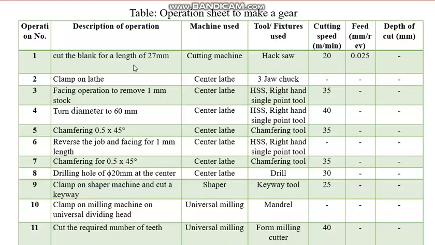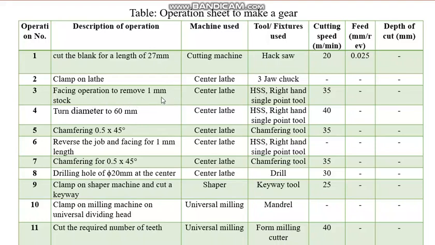Now the second thing is, once this blank is cut, you have to clamp it on the lathe. Which machine are you going to use? Lathe machine, center lathe, and three-jaw chuck. That is the work holding device that you will use, the three-jaw chuck. Then the third is the facing operation. You have to remove 1 mm, 1 mm stock you have to remove.